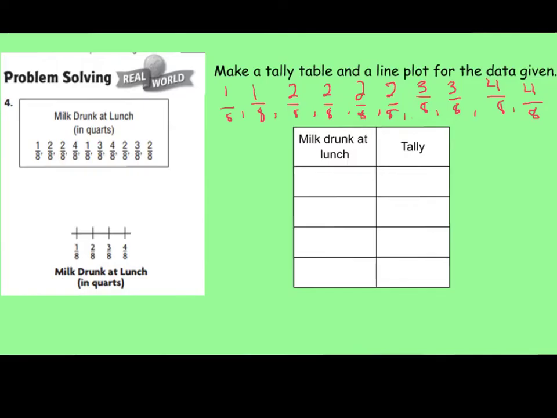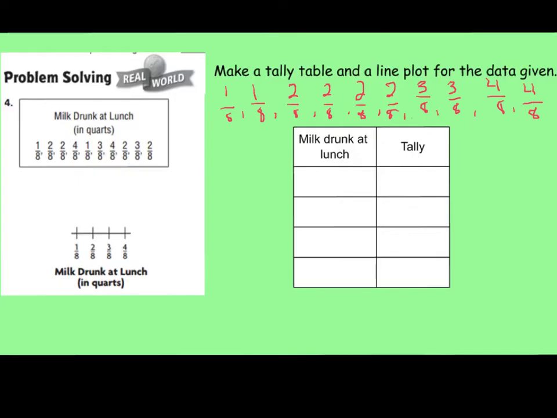So now we're going to make our tally table, and you need to find a spot on your Go Math book to make the tally table just like I did here. So you need to have a spot for each of your fractions in quarts that the students drank of milk. So notice I have a spot for my 1/8, I have a spot for my 2/8, 3/8, and 4/8. And you need to make sure that you have a side where you're going to put your tallies for each of the fractions. So go ahead and draw your tally table just like I did here, and we're going to go ahead and start filling it in.